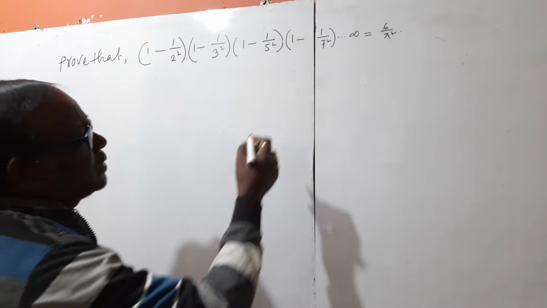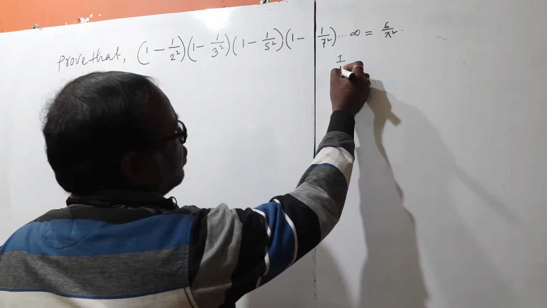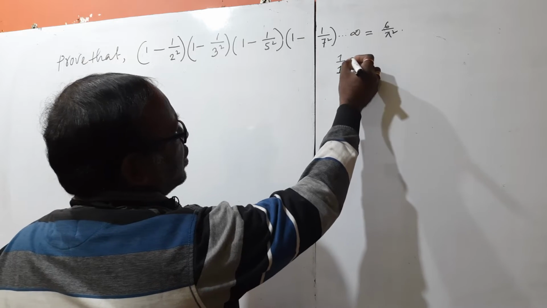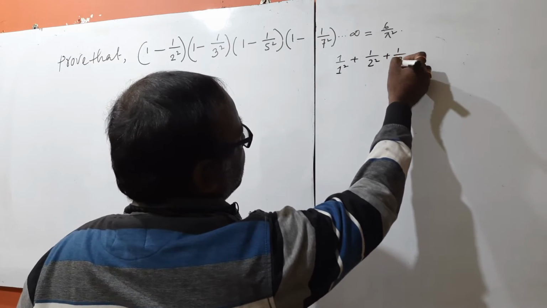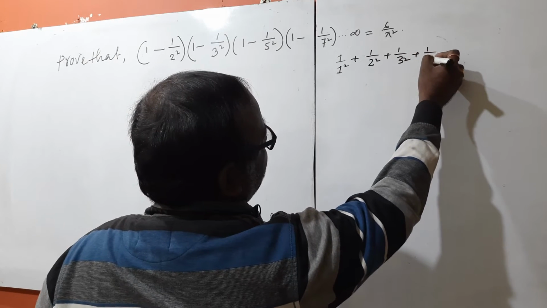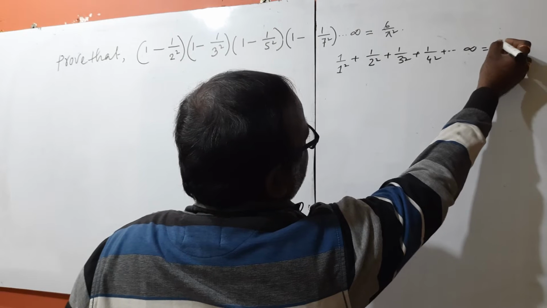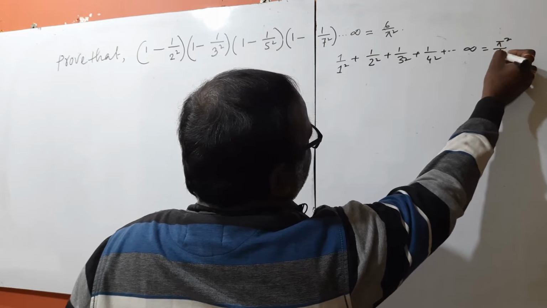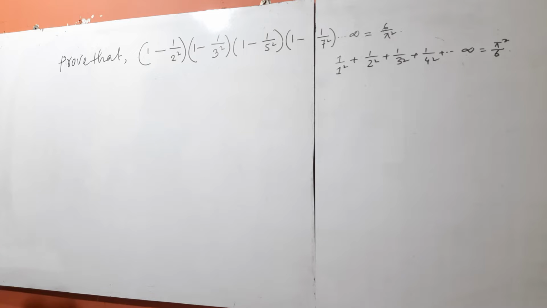And this is a very important point: 1/1² + 1/2² + 1/3² + 1/4² and so on to infinity is equal to π²/6, which has been proved in my previous video.